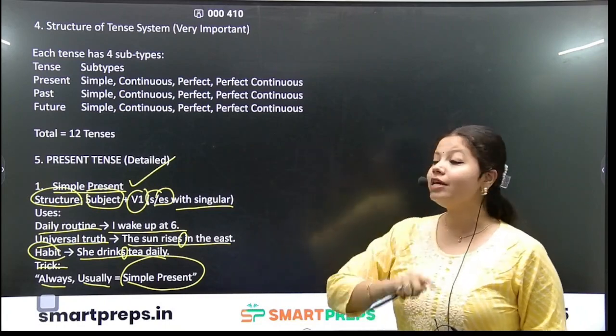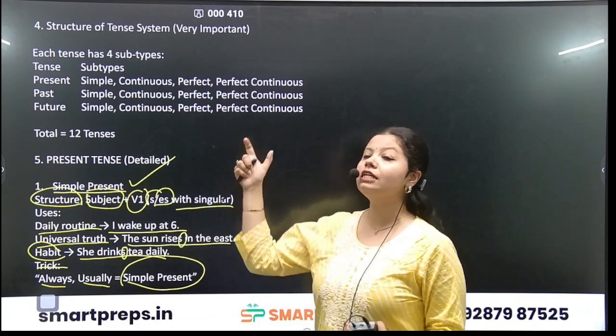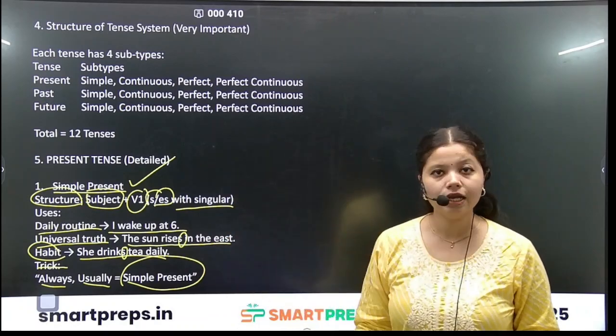The first type is simple present. So we now know the trick is that we will use simple present for those things that we always do, that we always know, that are universal truths.